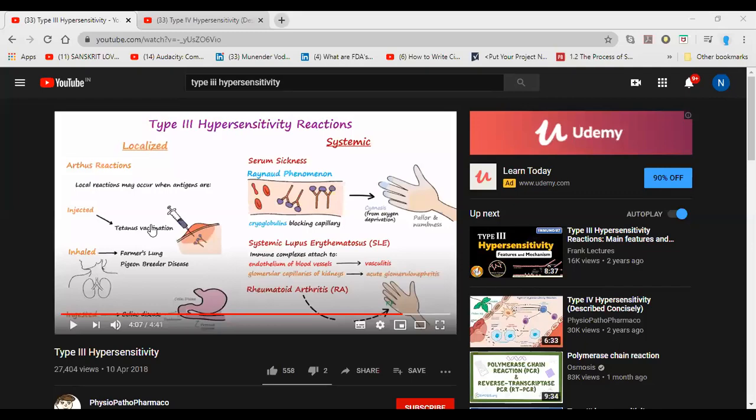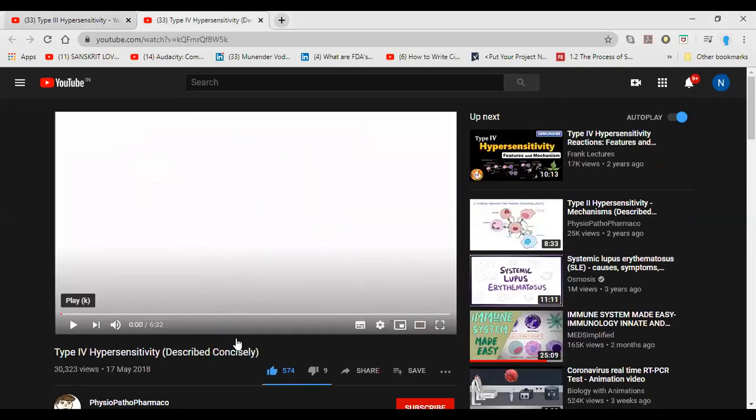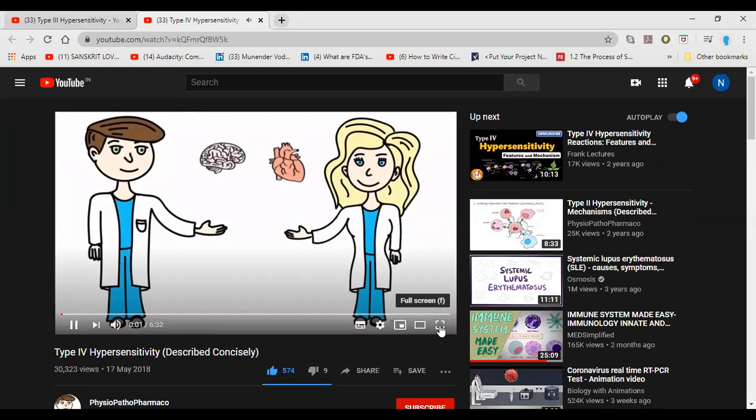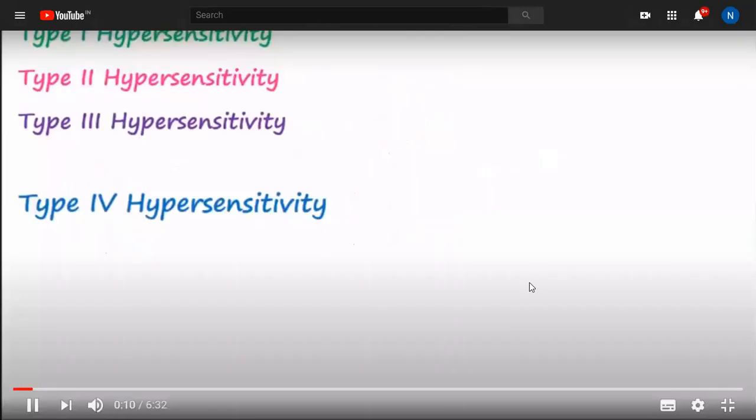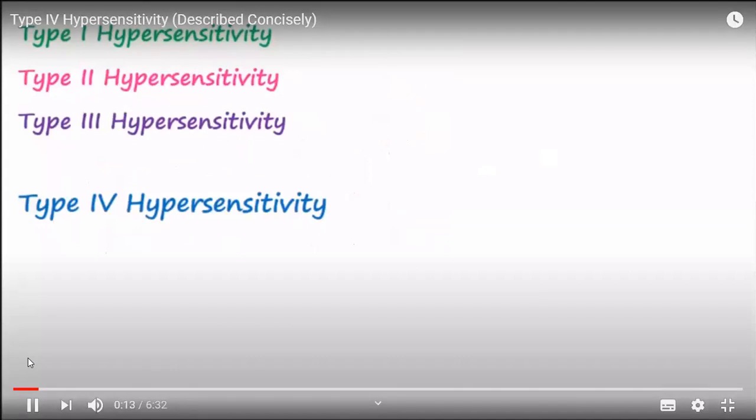We are going into type 4. Let's discuss the mechanisms of a type 4 hypersensitivity reaction. In watching the previous videos discussing types 1, 2, and 3 hypersensitivity, you may have noticed that all three of these types involved antibodies. For this reason, they are classified as humoral-mediated responses.